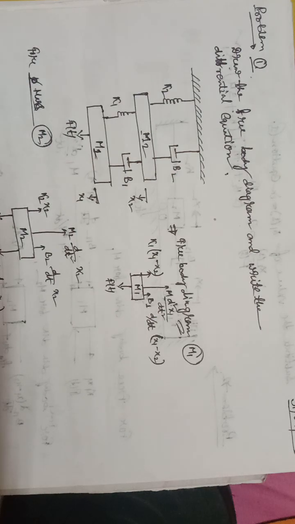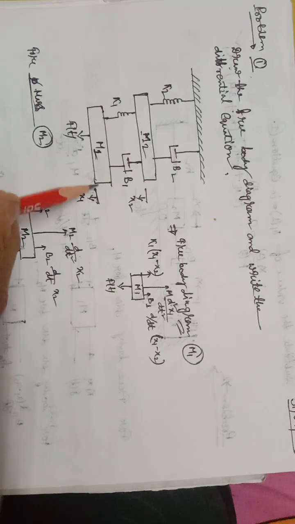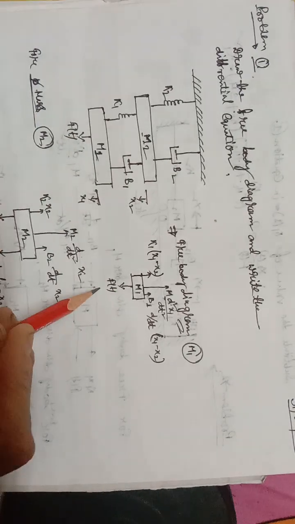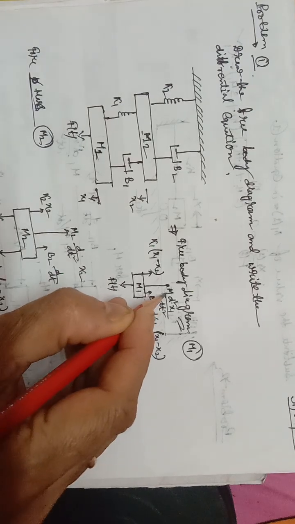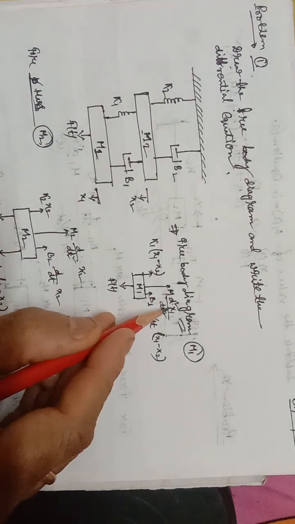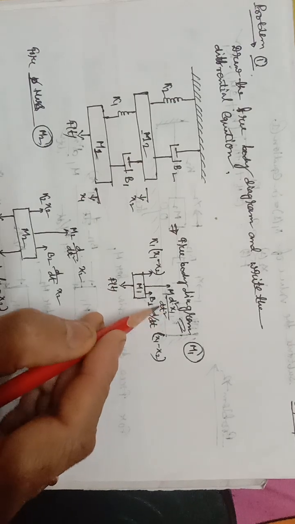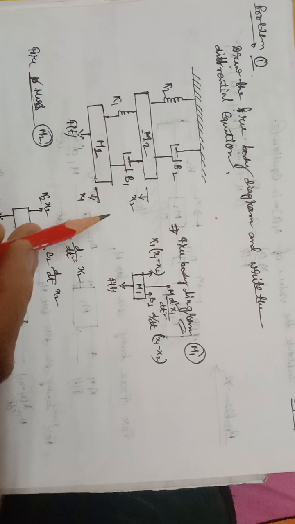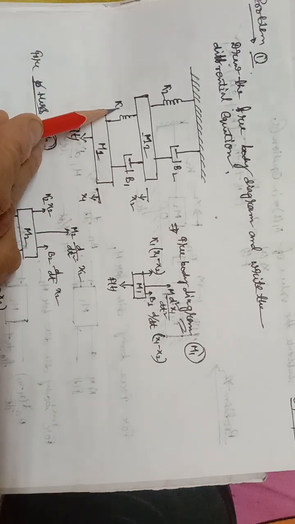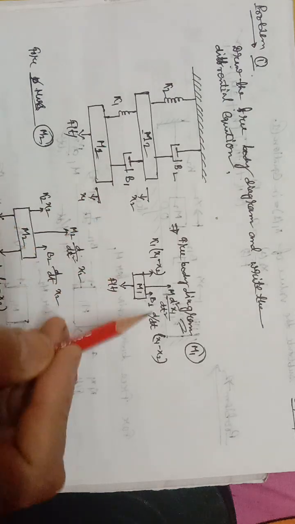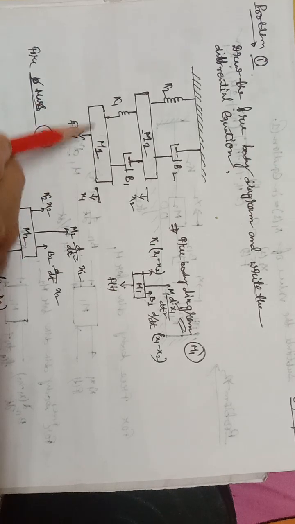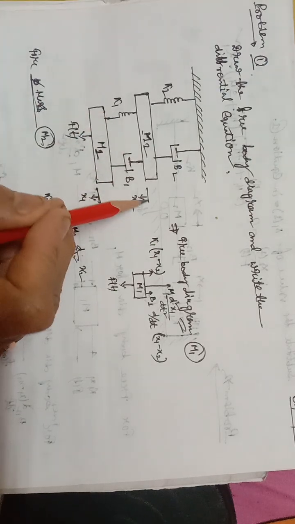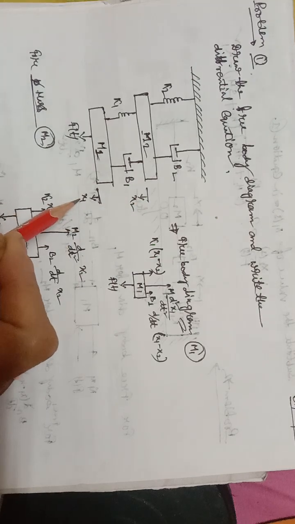So first we have to consider the mass m1. For mass m1, F(t) is acting downward, and the resist forces are like that. Here m1 into d square x1 by dt square, and here k1 into (x1 minus x2). Why do you have to consider x1 minus x2 here? Because x1 is connected with m1, and correspondingly k1 is connected with x2. So the resultant displacement is x1 minus x2.